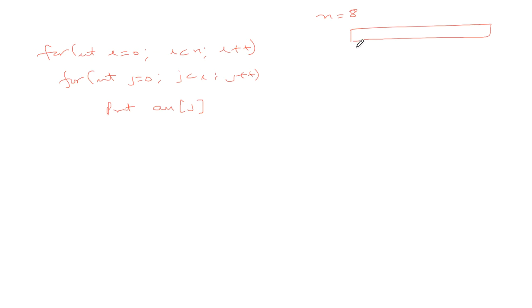Tell me this thing: for int i equal to 0, i less than n, i plus plus, and for int j equal to 0, j less than i, j plus plus, print arr of j, let's say. Suppose n equal to 8, and let's say you have 1 2 3 4 5 6. This is the output that we have. Now can you guys tell me the complexity for this?